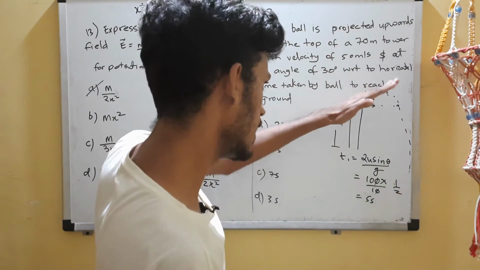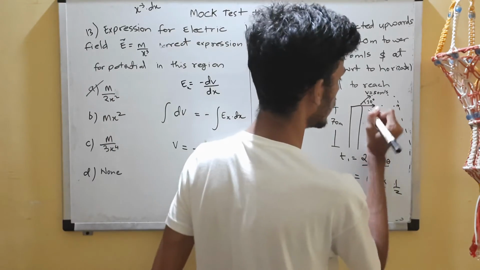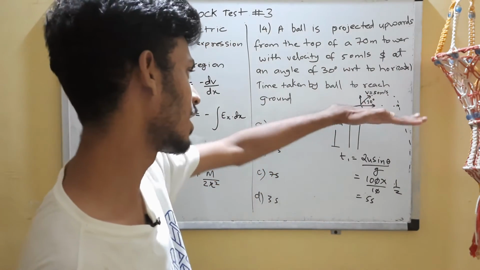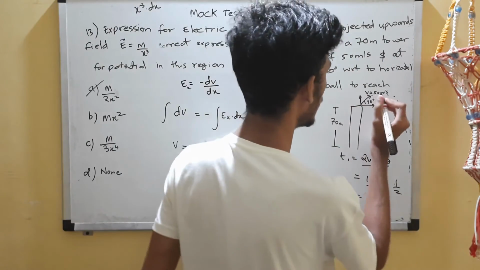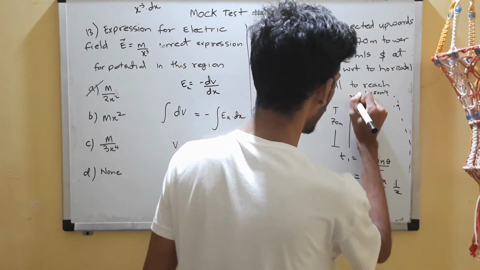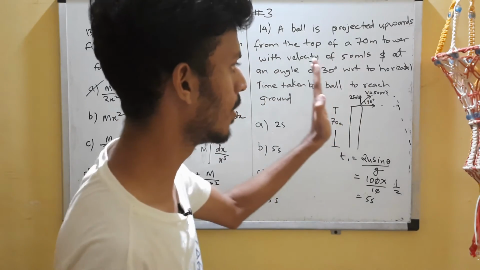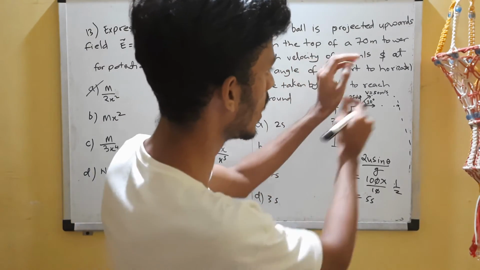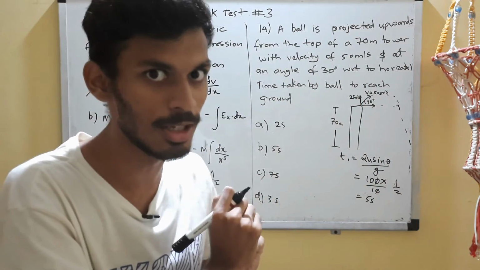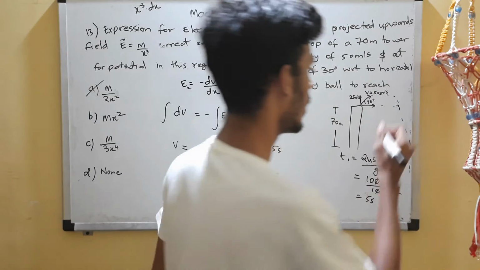Here we have 50 sine 30 and 50 cos 30. Adjacent to theta is cos theta, so 50 cos 30 we are not worried about actually, and we are worried about the sine component. So 50 into sine 30 is half, so that makes it 25 meters per second. So the vertical component is 25 meters per second. It will go on decreasing at this point. At the highest point it becomes 0, right, and then it will go on increasing in the downward direction.